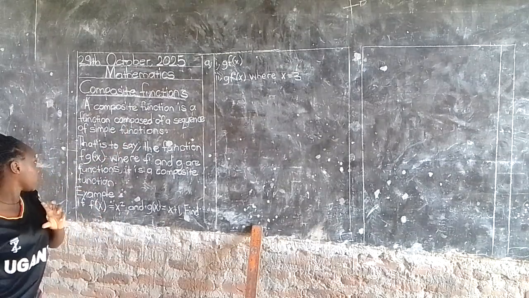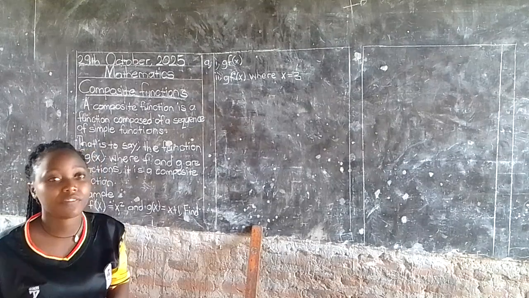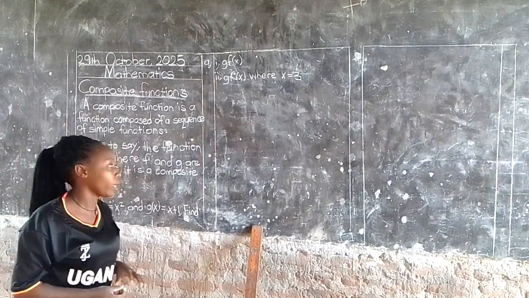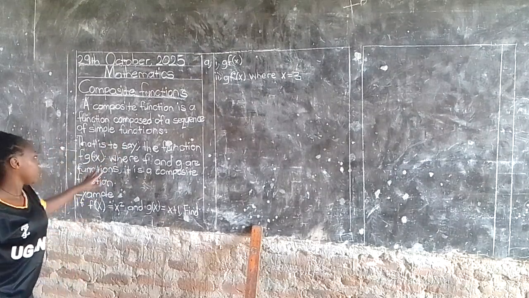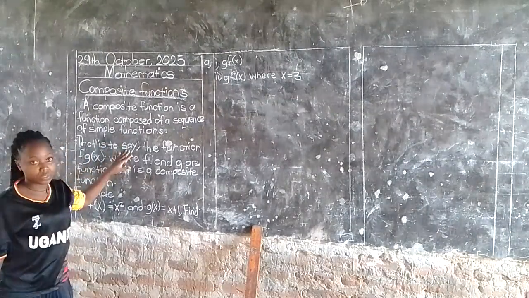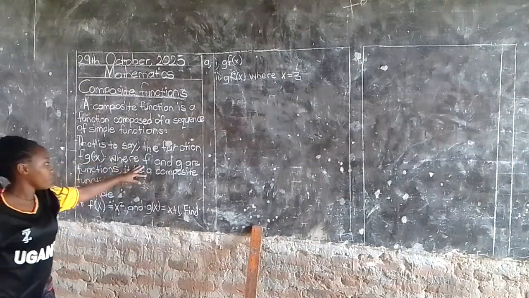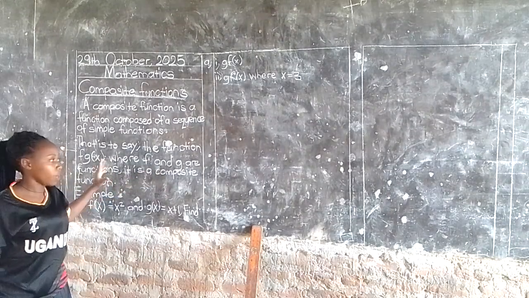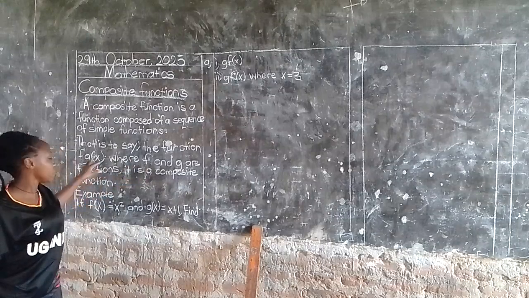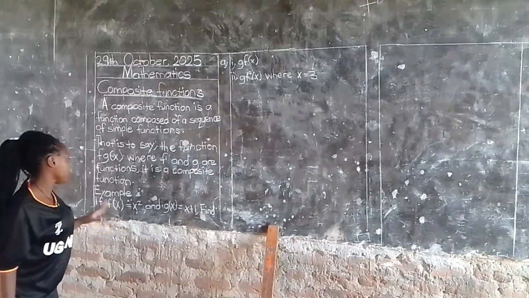Composed of a sequence of simple functions. A composite function is a function composed of a sequence of simple functions. That is to say, the function fg of x, where f and g are functions, is a composite function. Here we mean that if we have f and g in a function, it means that it is a composite function.